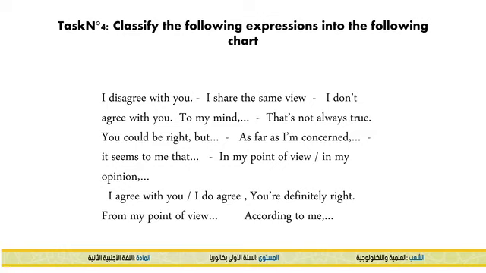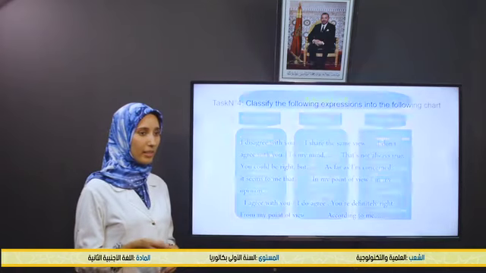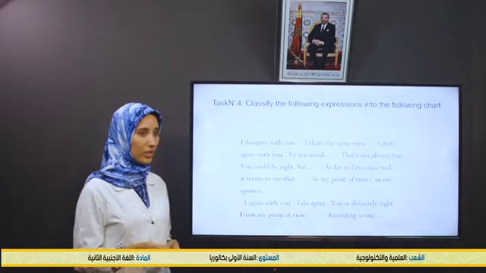Task number 4, you have here to classify the following expressions into the following chart. So you have here different or scrambled expressions. Some expressions, okay, define opinion. Some of them are disagreement, and the others are agreement. And you are going to classify them into a chart. Okay? So read these expressions and try to classify them in a chart, okay?